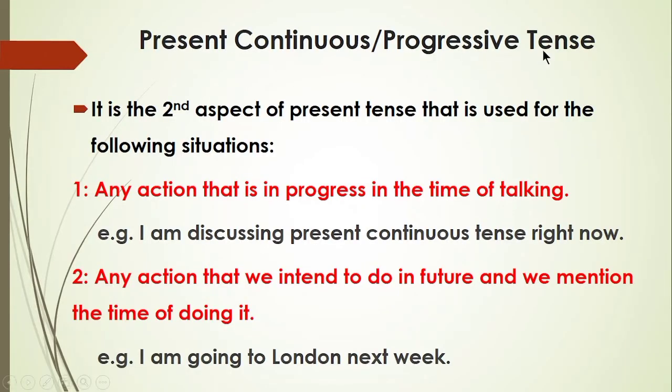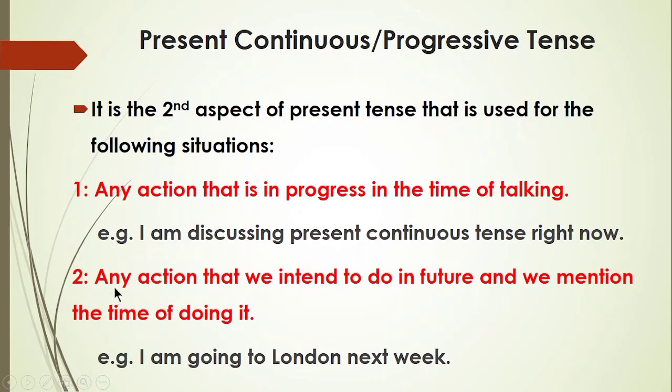Present continuous or progressive tense is the second aspect of present tense that is used for the following situations. The first one is any action that is in progress or that is happening at the time of talking. So any action that is in progress at the time of conversation is described in present continuous tense. For example, I am discussing present continuous tense right now. So this is the action I'm doing right now, discussing present continuous tense. I am talking. You are listening. These are the actions which are happening right now.